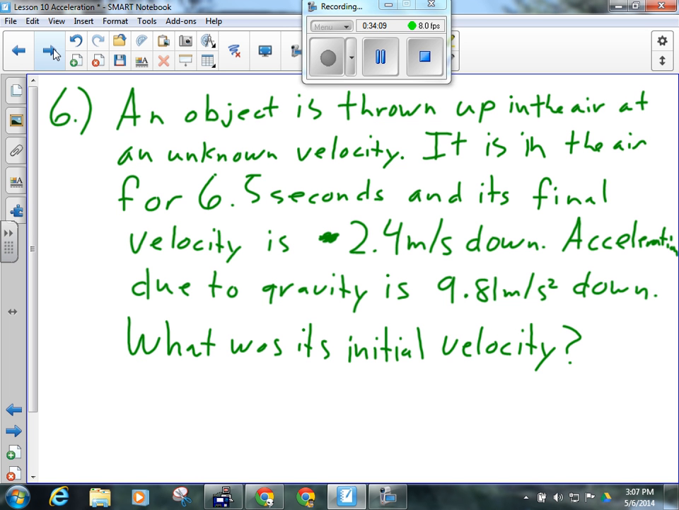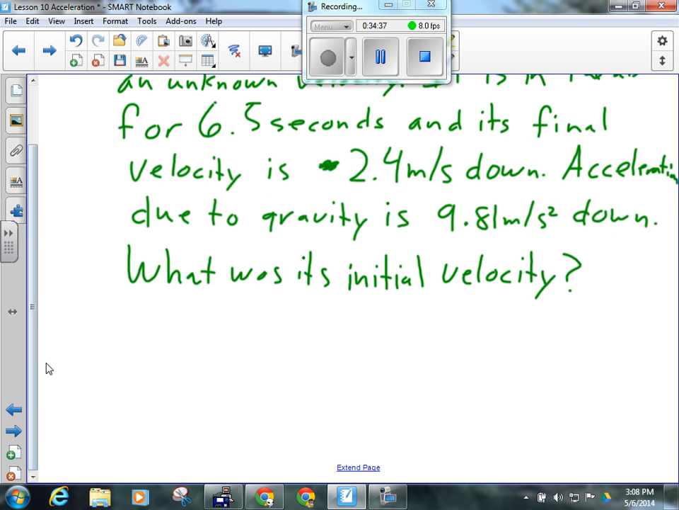An object is thrown up in the air at an unknown velocity. So which velocity do we not know, VI or VF here? VI. It's in the air for 6.5 seconds, and its final velocity is 2.4 meters per second down. Acceleration due to gravity is 9.81 meters per second squared down. That number is a number you'll use all the time. It is on your formula sheet. The acceleration due to gravity is negative 9.81 meters per second squared. What was its initial velocity?